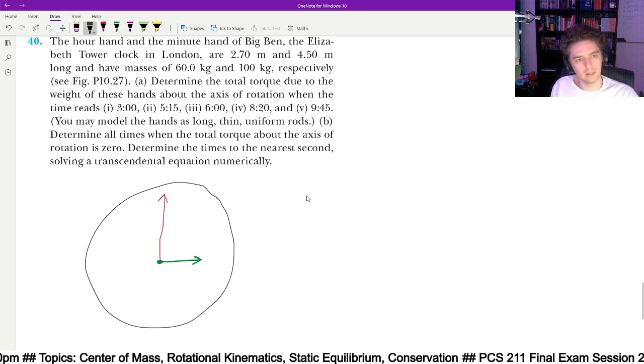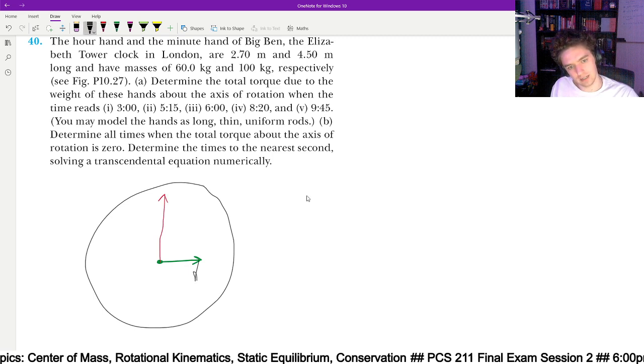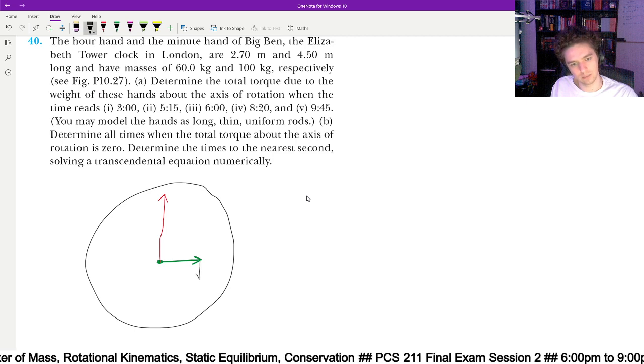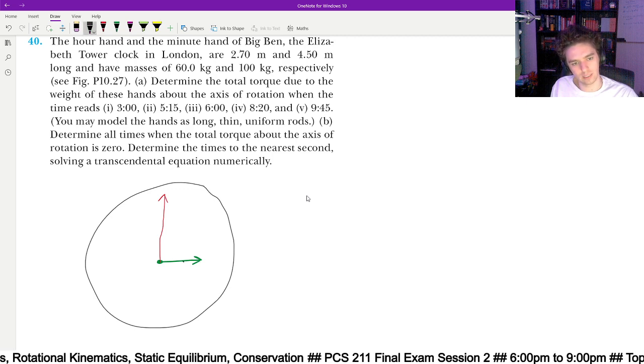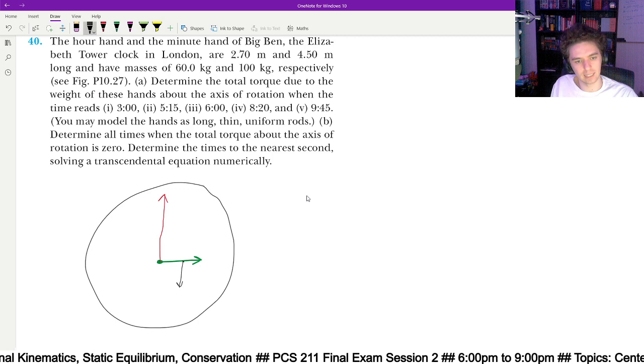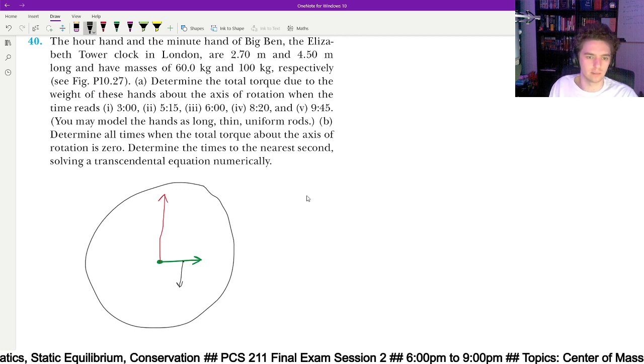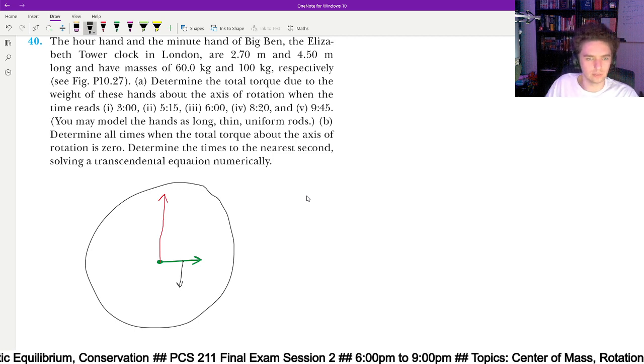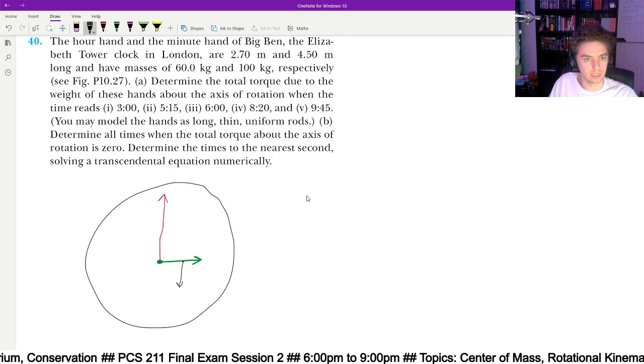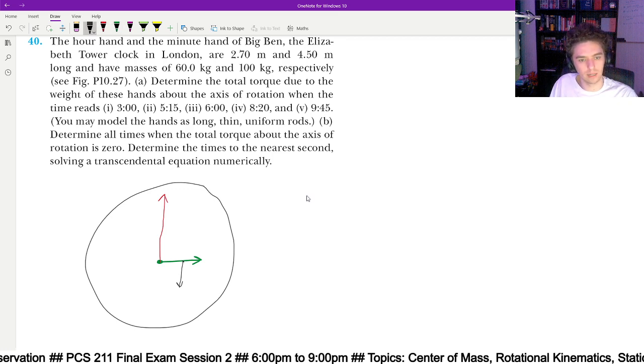But the force of gravity is acting here, right? I guess we treat it like the center of mass. So we treat it like it's acting there. That's true. This is kind of a center of mass problem too. So we say it's acting at the center of mass. I guess we assume it's at the center because we assume it's uniform and all that, right?